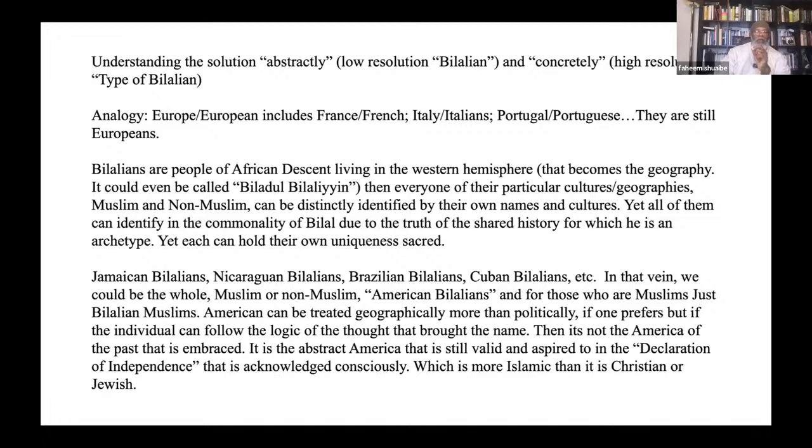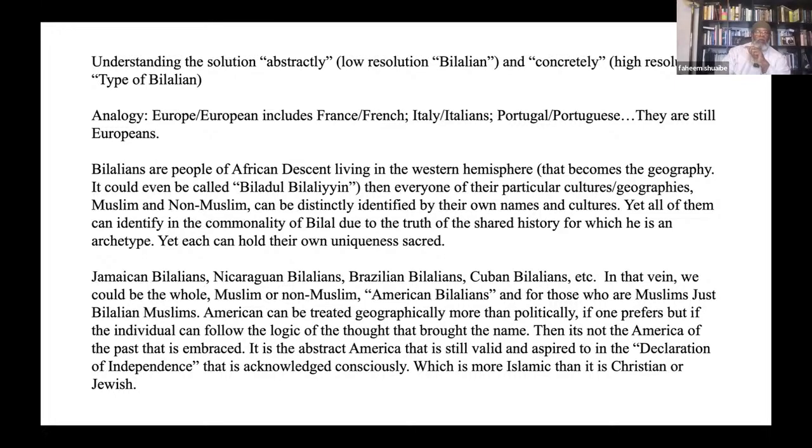American, as a term, can be treated geographically more than politically. And even if you just say it geographically and not politically, to identify with those, how many letters is that? Those eight letters. It's like, look, we're not talking about the politics. We're not talking about the injustice, the racism, the Jim Crow, the slavery, etc. This is geographically where we are right now. It is called America, right?